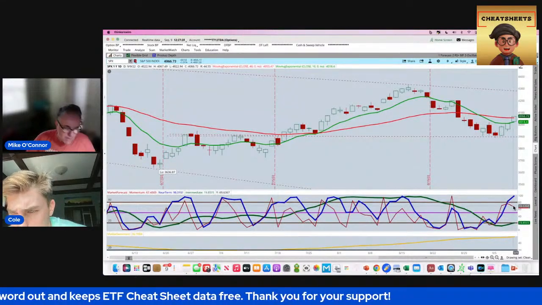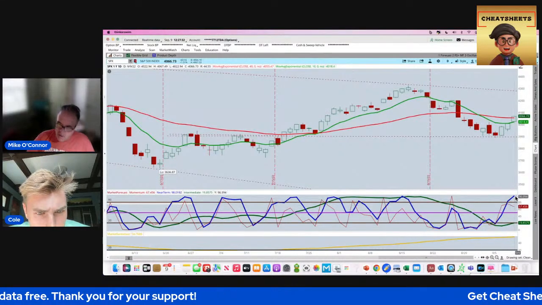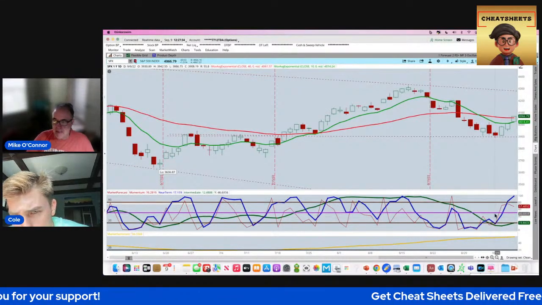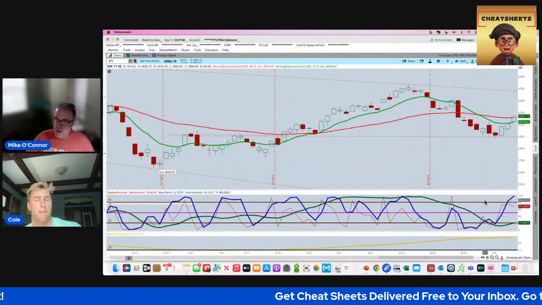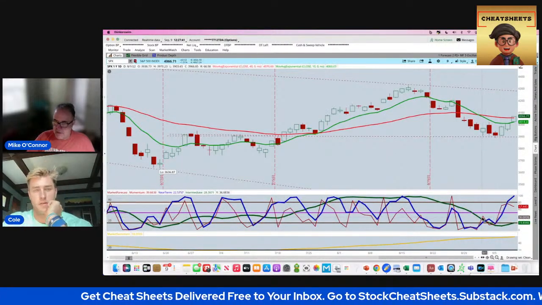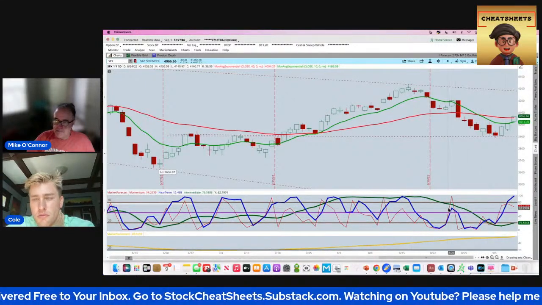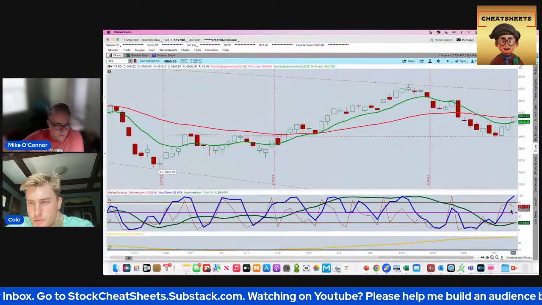Now, this could change, right? Before the end of the trading day, more buyers could come in and we could see this move up. But as of right now, it looks like we're going to put in a slightly lower peak on the momentum side of things and a slightly higher peak on the near term side of things. So that's the way it's looking right now.